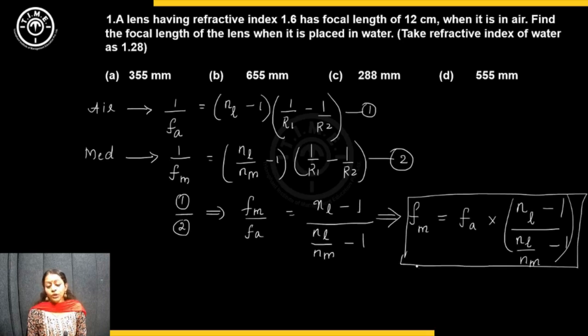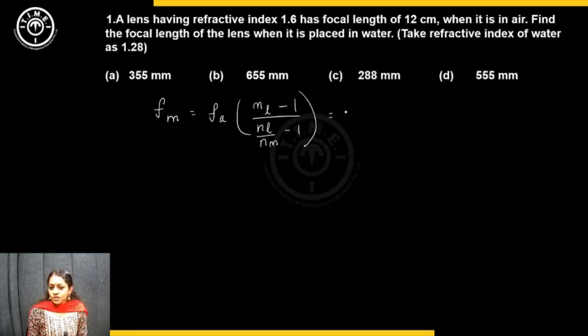What kind of questions? If the focal length of a lens in air is given, you can easily find out the focal length of the same lens in another medium if the refractive index of both lens and that medium are given. So now we can solve this question using this equation very easily. Now this has become a direct substitution question. So let's go to the solution.